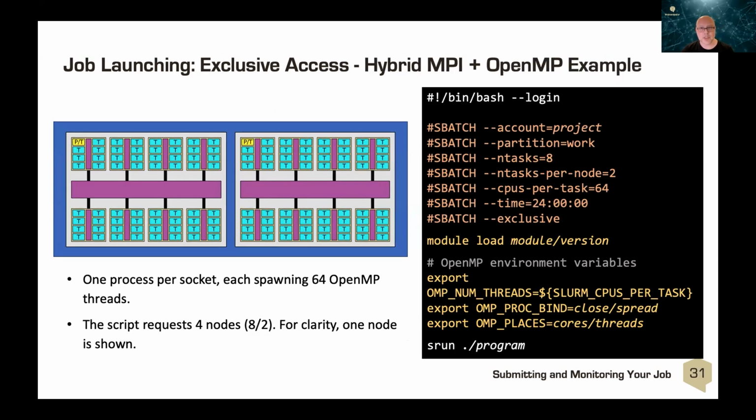This third example is of a hybrid MPI and OpenMP job. 2 tasks, each comprising 64 parallel threads, are allocated to each of 4 nodes for a total of 8 tasks.